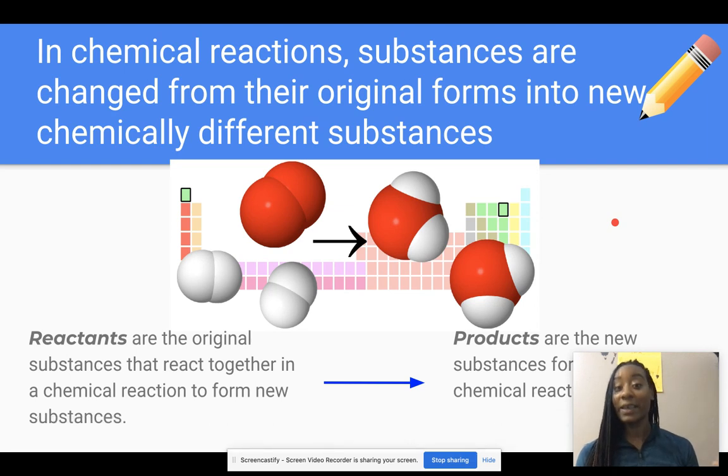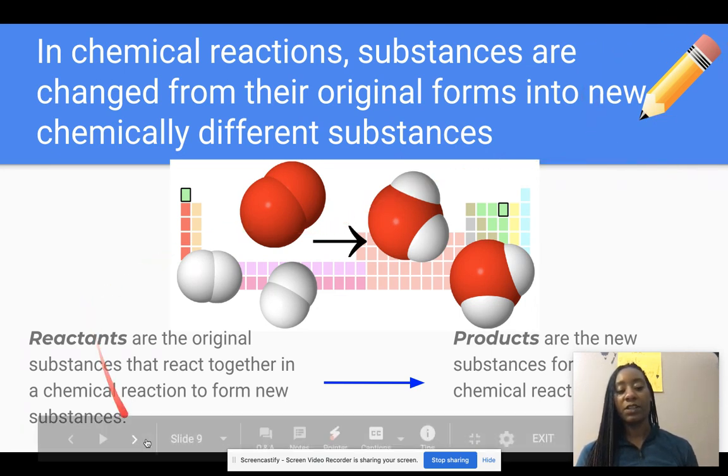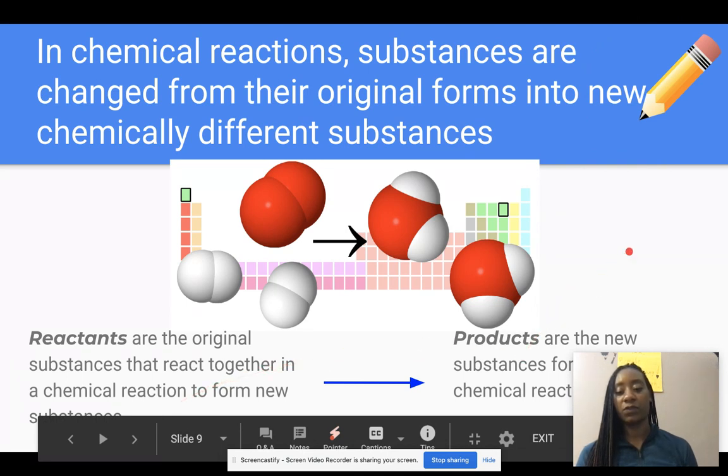This is a chemical reaction. A chemical reaction happens when the atoms are rearranged to form new substances. The molecules on the left are not the same molecules that are on the right. So go ahead in your notebook now. There's a pencil, and you're going to record these notes, the definition for reactants and then the definition for products.